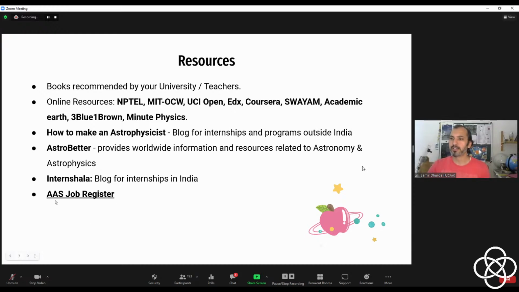The AAS job register is something you will later require after you, let's say, get into PhD or afterwards, which is why I've included it at the end. That is when you will get into an actual career in astronomy. This is one of the very important sites which people consult when they are looking for jobs in astronomy.